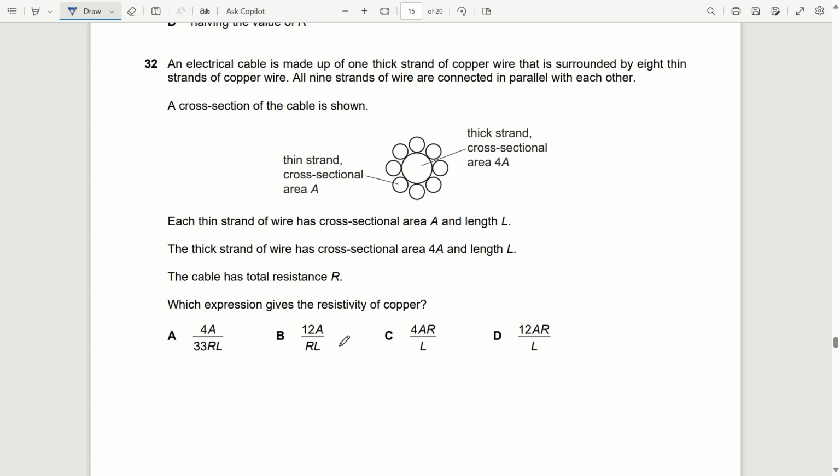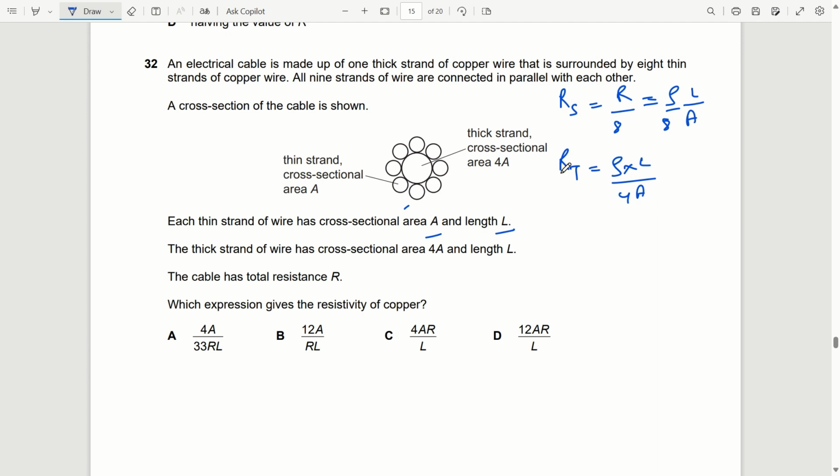Okay. So now if all these 8 are connected in parallel, this means the net resistance of these small strands will be the resistance of 1 divided by 8, and the resistance of 1 will be, let's say the resistivity is rho, length of thin is L and area is A, rho L by A, and divided by 8. Now the resistance of the thick strand will be, it is also made up of copper, so rho will remain the same. Length is L and area is 4A.